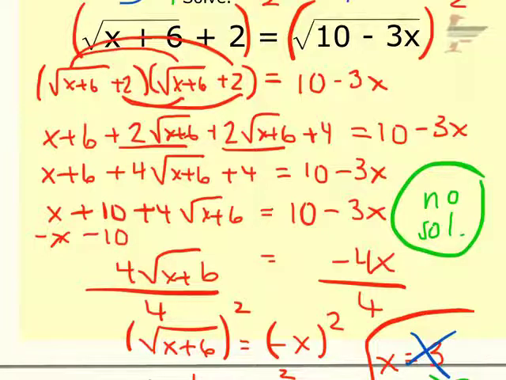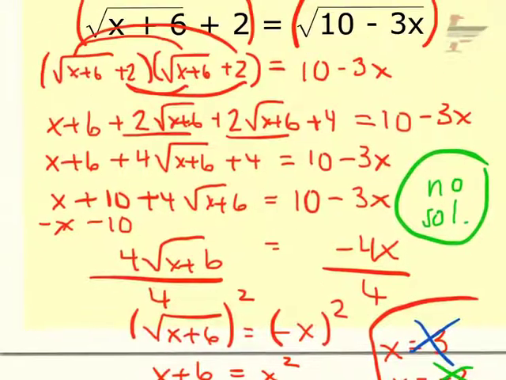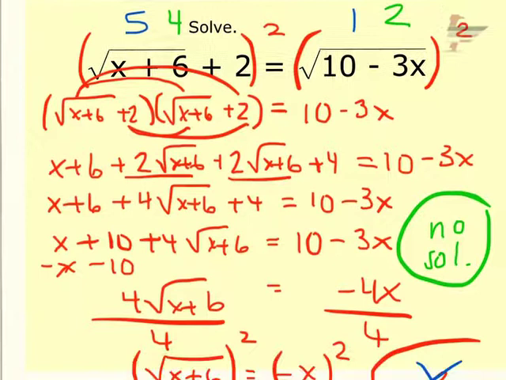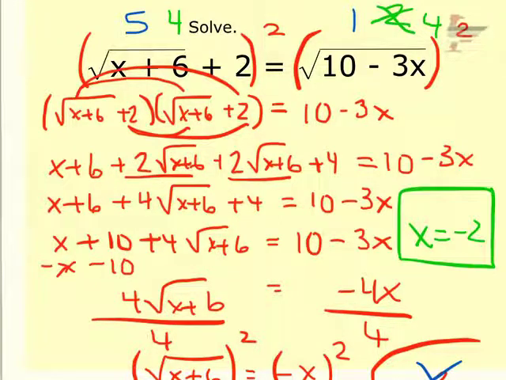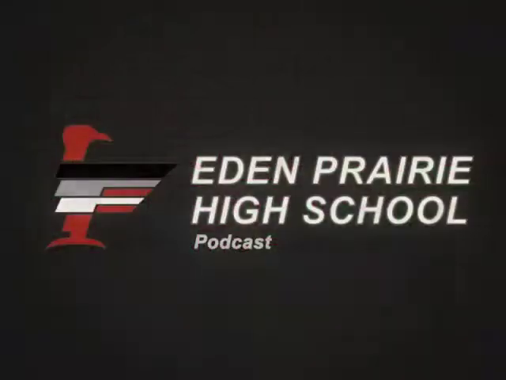You know what I just realized? I'm sorry, you probably realized this too. I'm going to check negative 2 again. Negative 2 plus 6 is 4. Square root of 4 is 2. Plus 2 is 4. Negative 2 times negative 3 is a positive 6. 10 plus 6 is 16. And the square root of 16 is 4. I apologize. That means that that's not no solution, that x does equal negative 2. But the 3 did not work.